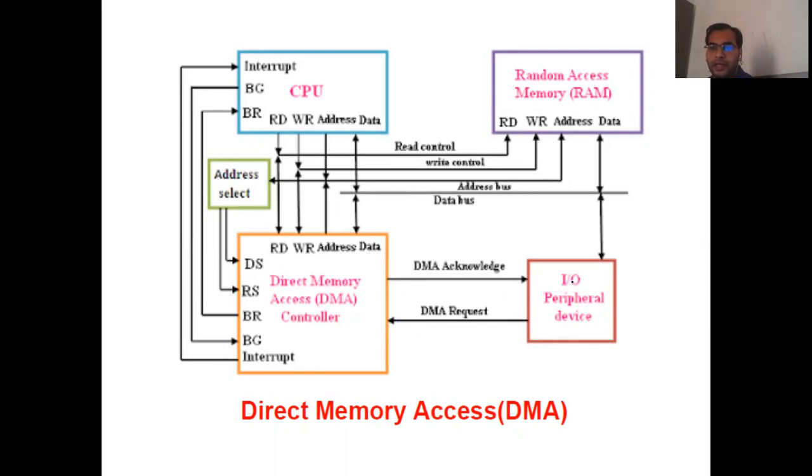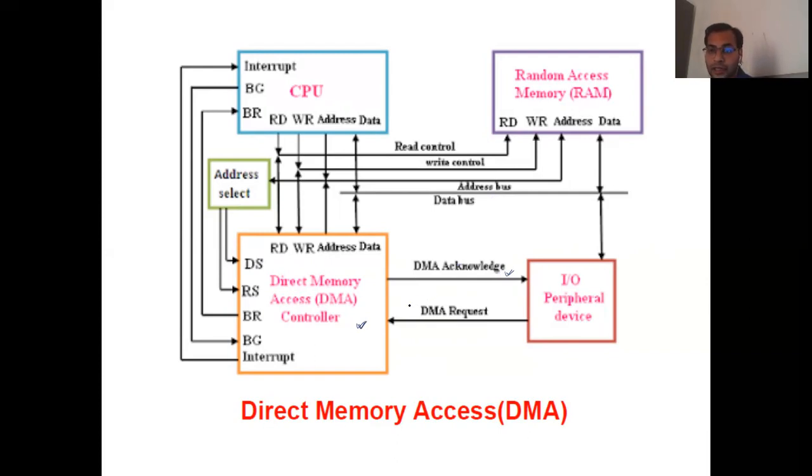Whenever it wants to transfer data to or from the main memory, it will send a DMA request to your DMA controller, which is the main one. As soon as it gets a DMA request, it will send a DMA acknowledgement signal to the IO device that you can use direct memory access, or you can use the bus for direct transfer to and fro from the RAM. But when it sends a DMA acknowledgement to the IO device, first it needs to take the control of the bus from the CPU.